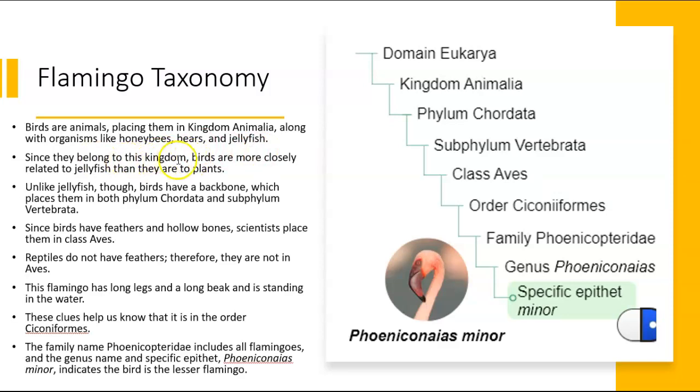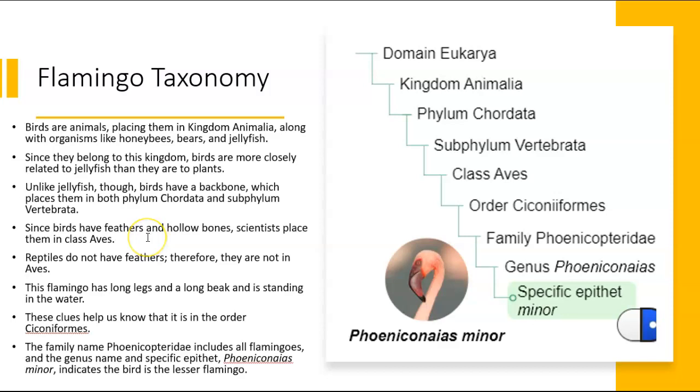But in this kingdom, birds are more closely related to jellyfish than to plants, but they have a big difference from jellyfish in that birds have a backbone. So that puts them into the phylum Chordata. And in this case, we have a subphylum of Vertebrata. That's vertebrate, right? They have a backbone. And Chordata means they have a spinal cord.